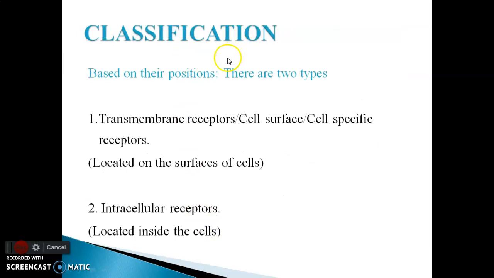Coming to the classification, the receptors are classified based upon their position, and depending upon this, there are two types. One, which are known as transmembrane receptors, cell surface receptors, or cell-specific receptors, which are generally located on the surface of the cells. Second, intracellular receptors, which are generally located inside the cell.